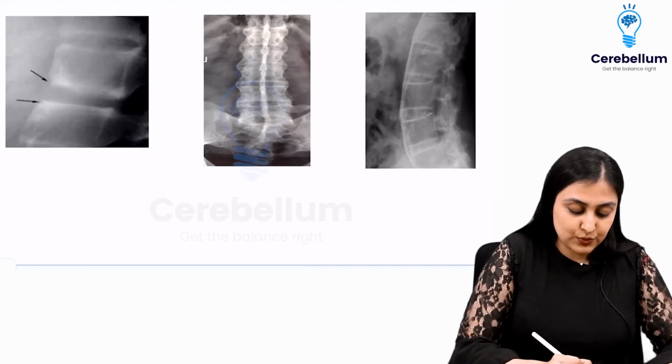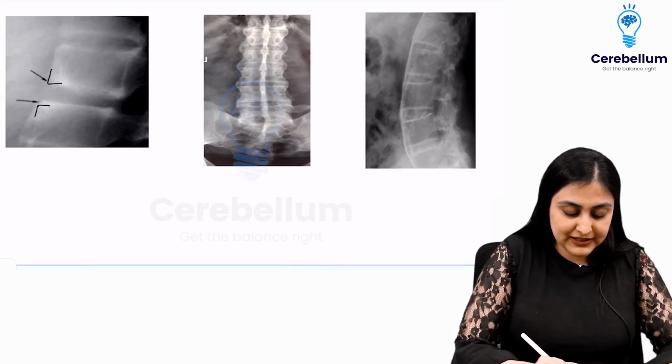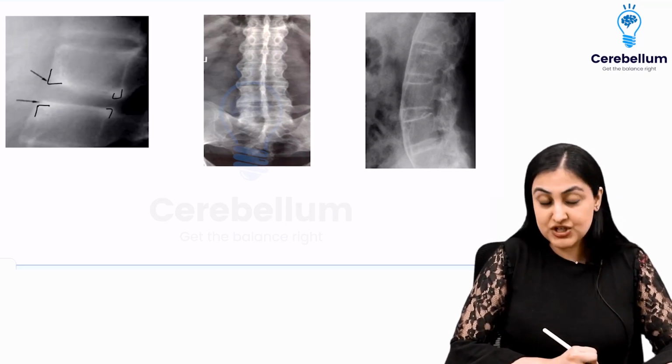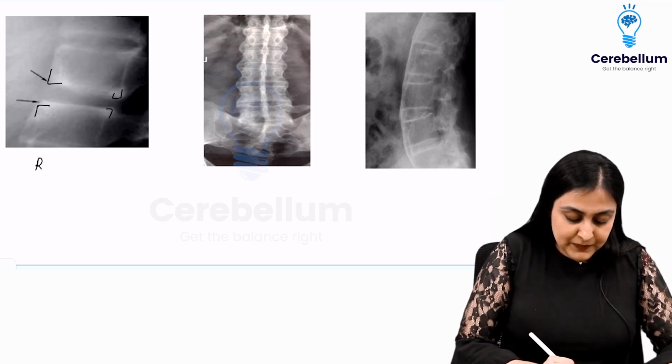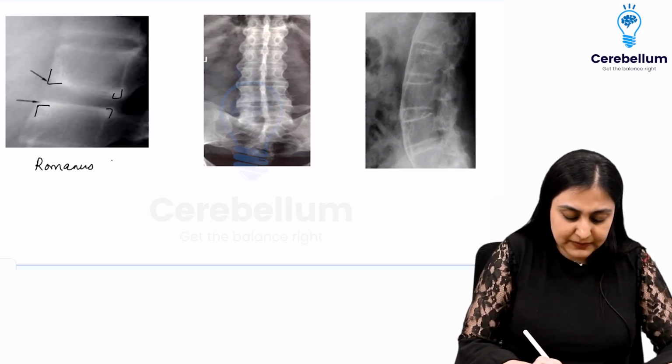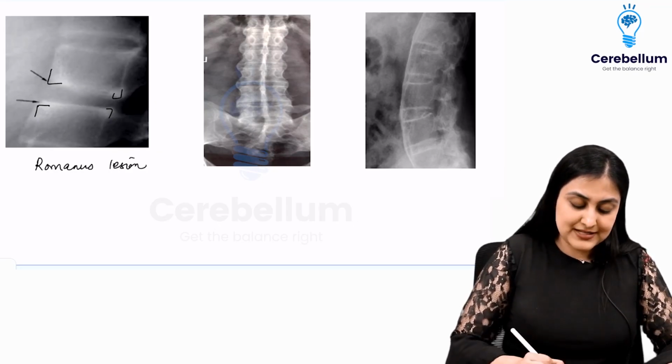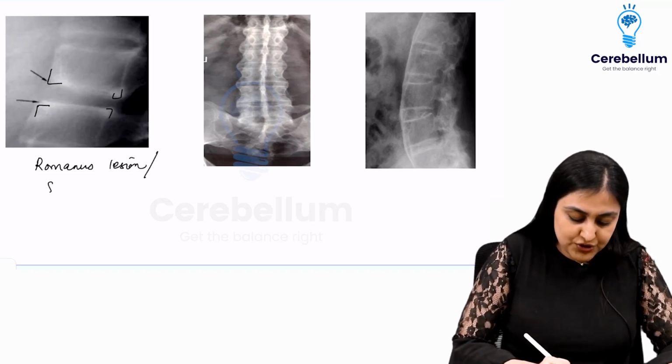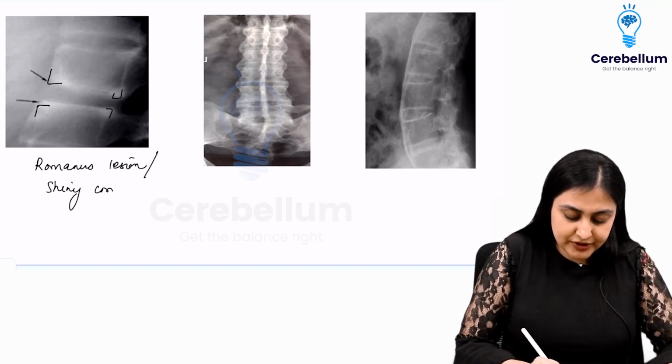Can you see in the zoomed in image how there are these sclerotic irregular margins at the edges? This is called the Romanus lesion. So this is called the Romanus lesion or also called the shiny corner sign.